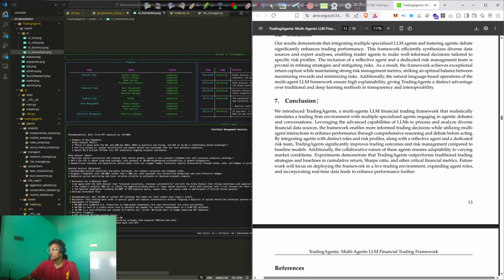Yeah. So, seventh conclusion: we introduced TradingAgents, a multi-agent LLM financial trading framework that realistically simulates a trading firm environment with multiple specialized agents engaging in agentic debates and conversations. Leveraging the advanced capabilities of LLMs to process and analyze diverse financial data sources, the framework enables more informed trading decisions while utilizing multi-agent interactions to enhance performance through comprehensive reasoning. This is very important: comprehensive reasoning and debate before acting.